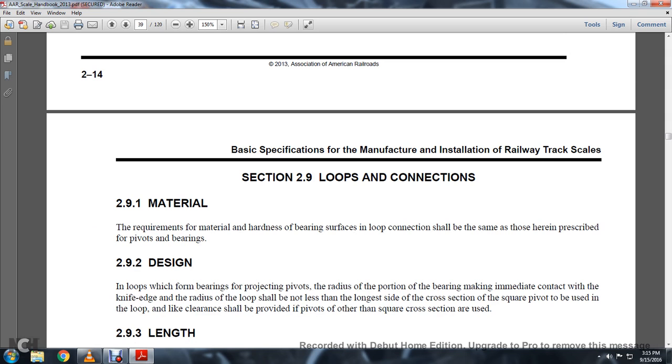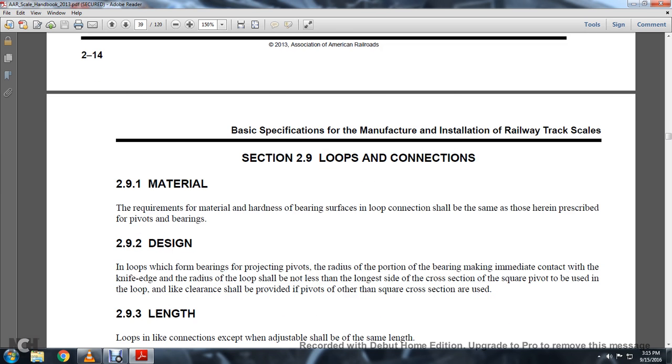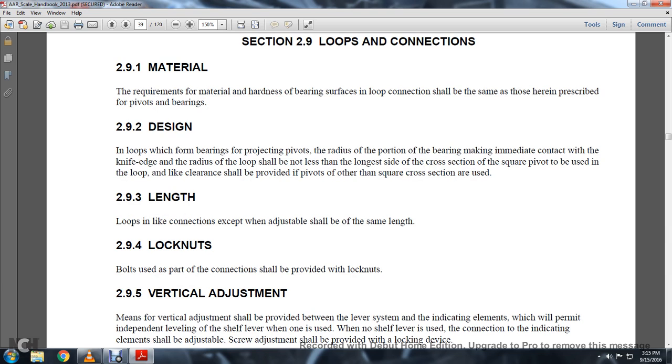contact with the knife edge radius loop shall not be less than the longest side of the cross section of the square pivot, with the use of the length in the loop and the light clearance to provide the pivots over the square cross section is used. 2.9.3 The length. Loops in connection except the adjustable shall be the same length. Lock nuts, bolts used in the parts of the connection shall be provided with locks.